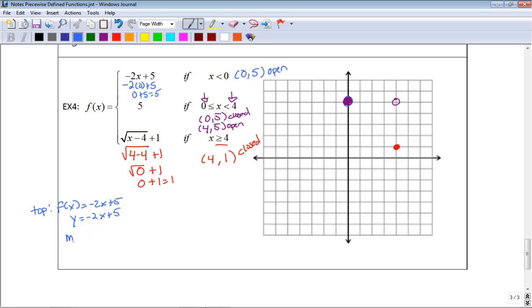What's the slope of my line? M is negative 2 over 1. What's the y-intercept? It's 5. So let's graph it using slope and y-intercept.